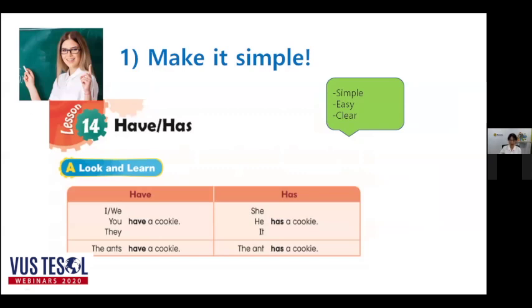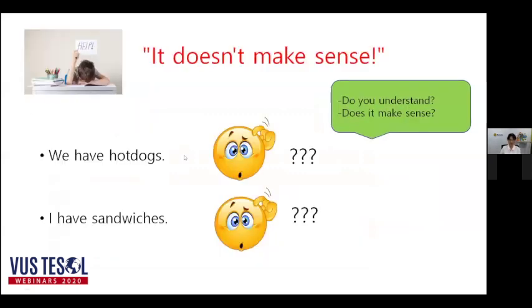And let's look at another example. Remember this student, right? He still says help. It doesn't make sense, right? Let's look at the sentence. We have hot dogs. What hot dogs? We don't have hot dogs, right? Doesn't make any sense. I have sandwiches. Do we have sandwiches? I don't have any sandwiches. Doesn't make any sense, right?